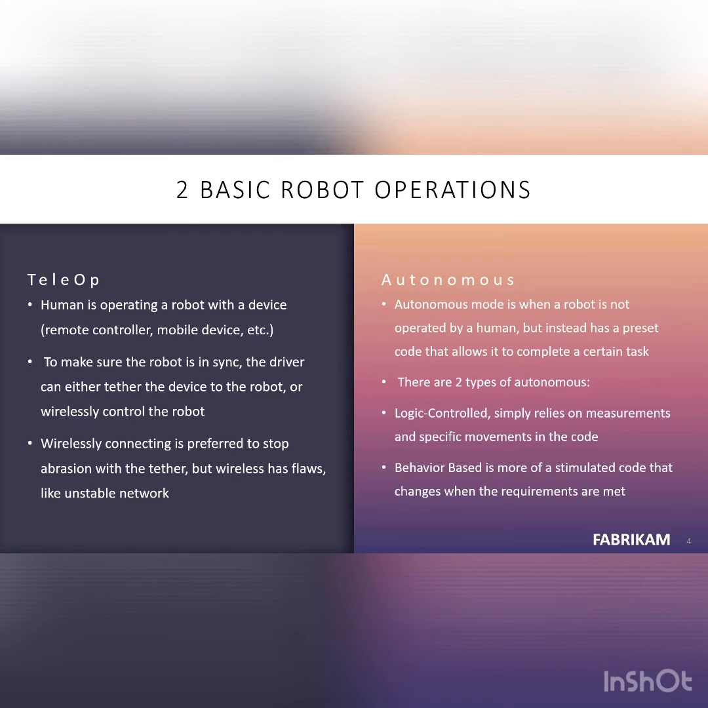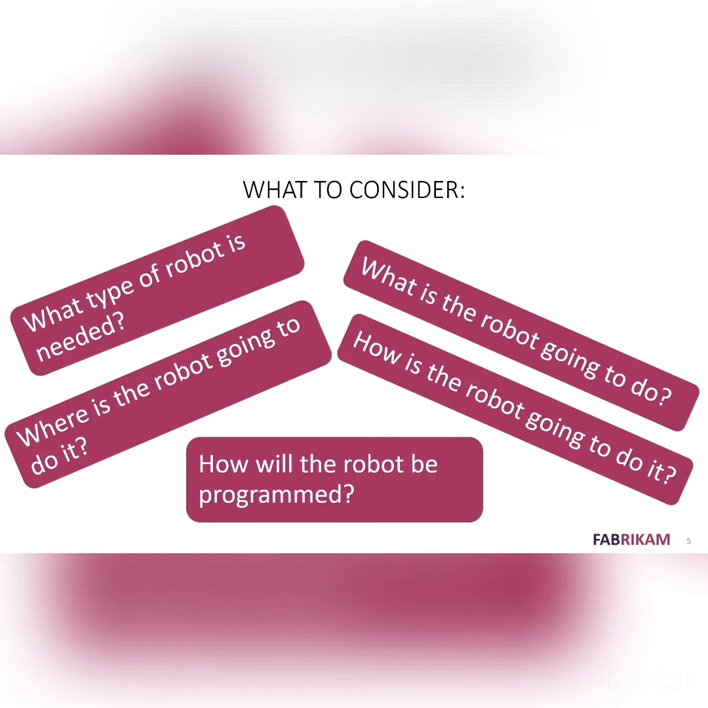And behavior-based is more of a simulated code based off preset values and sensors that allow it to change along with the environment. So if it's getting closer to fire and it detects that with the thermal sensor, then the robot can automatically use behavior-based logic and go away from the fire or extinguish it. So now let's talk about what to consider with your robot.